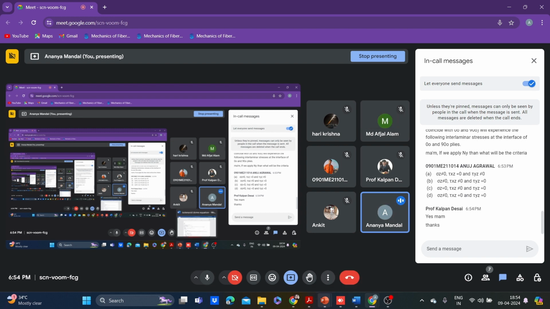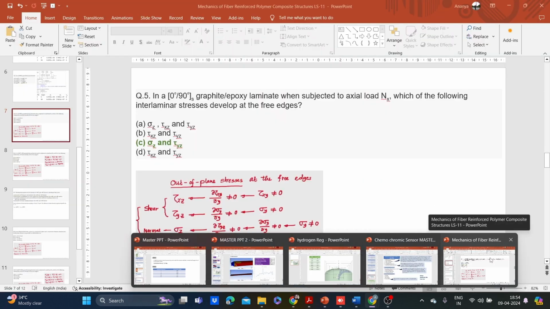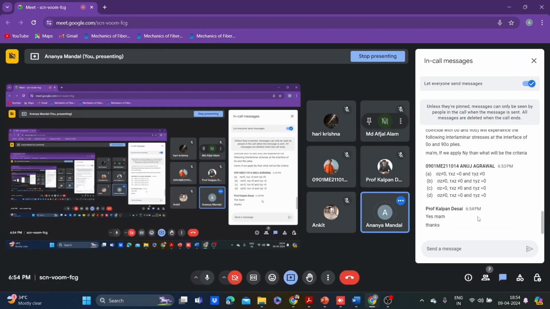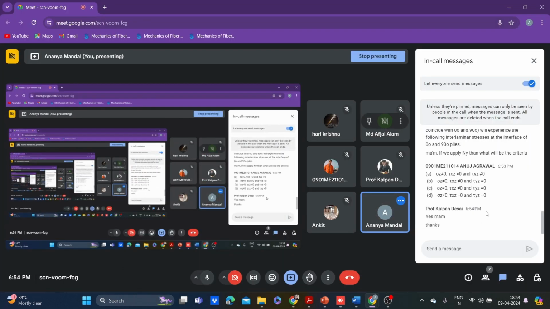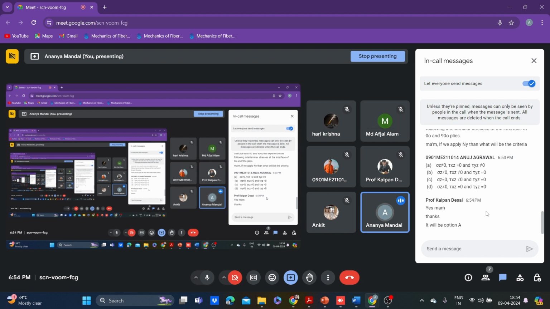As I said, the sigma z and tau yz will be non-zero. So option B will be the correct one. Right? Tau yz is equal to 0. No, sorry, tau xz is equal to 0. Tau xz. Option A will be there. Option A, yeah.